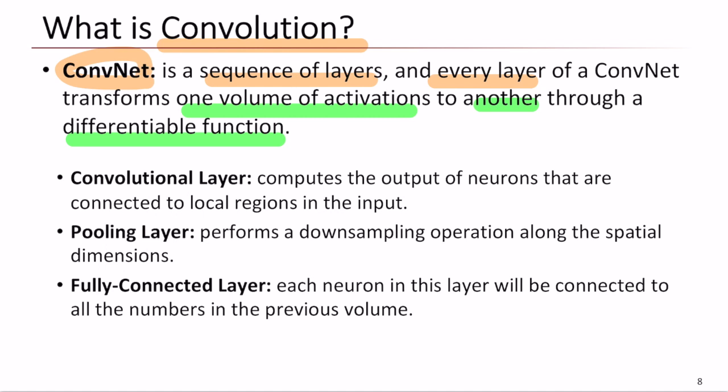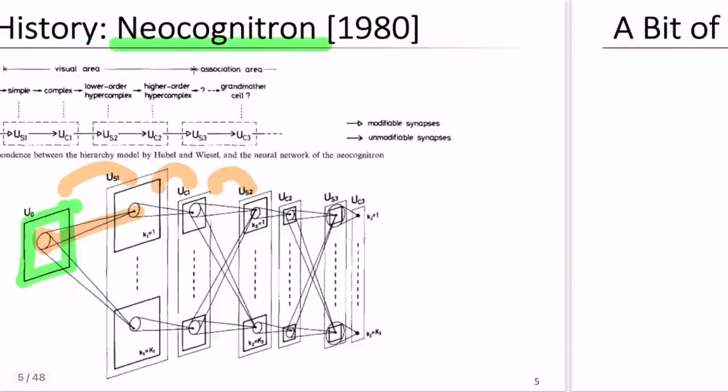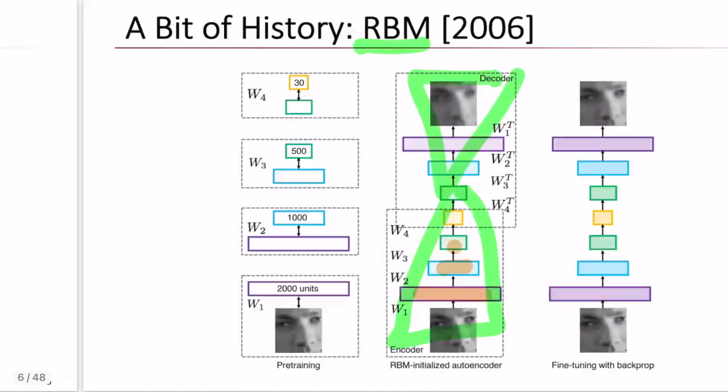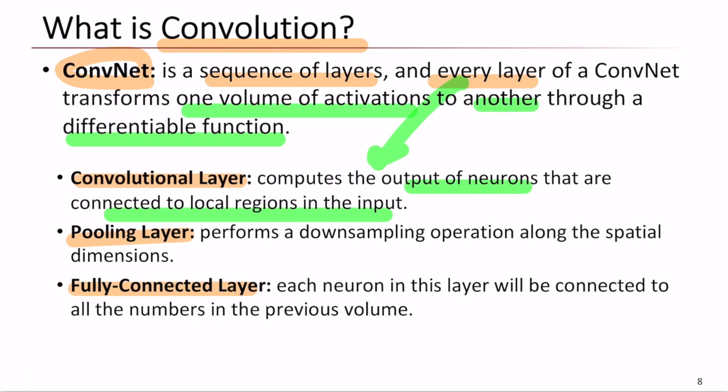So every layer formally consists of three kinds of things: convolutional layer, pooling layer, or fully connected layer. The convolutional layer computes the output of the neurons that are connected to local regions in the input, as we discuss here. We will see the details of the convolutional layer anyway. The pooling layer performs a downsampling operation along the spatial dimension. We'll talk about this one again later.